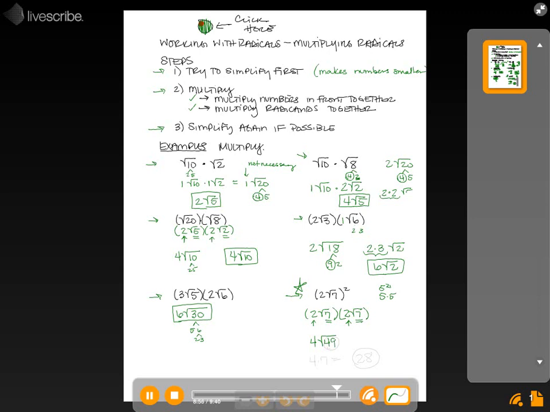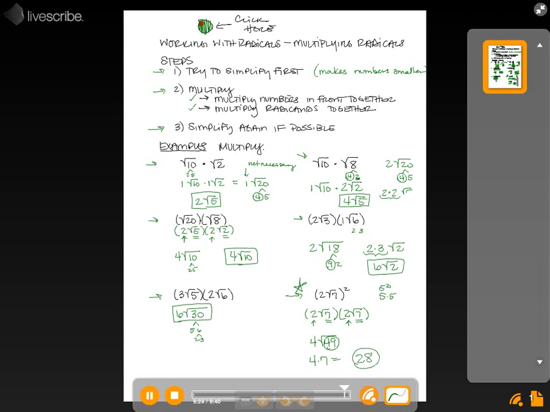Now 49 is already a perfect square. It's a perfect square in itself. I don't have to break it down at all. So I'm just gonna circle it. I'm gonna circle 49. Then square root of 49 is 7. Now what happens is my square root disappears. It's gone because I took the radicand. The radicand was a perfect square itself, so the radical just disappears. And 4 times 7, because I got to multiply them together, is 28.